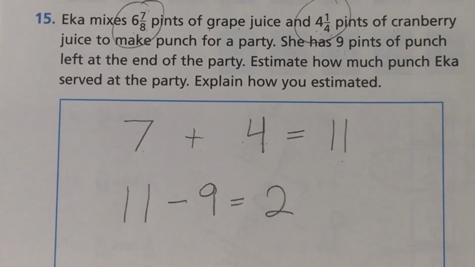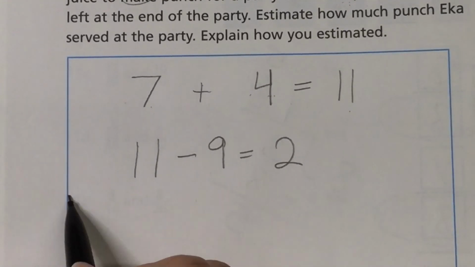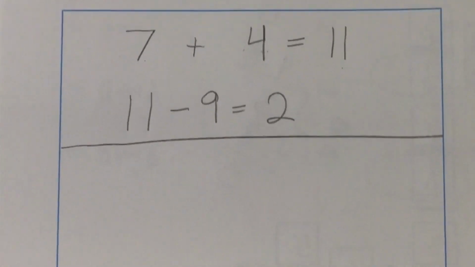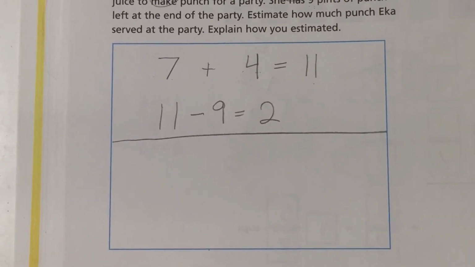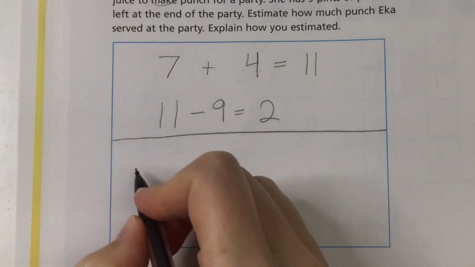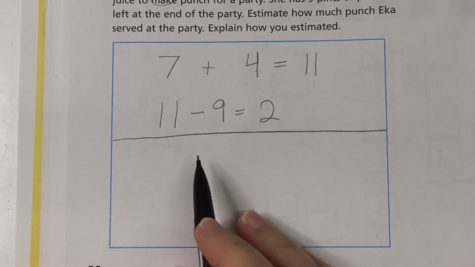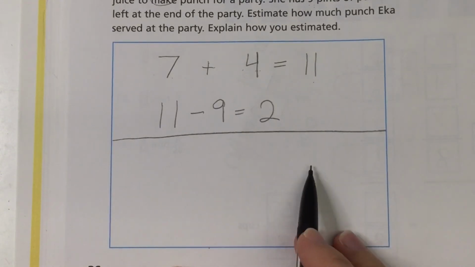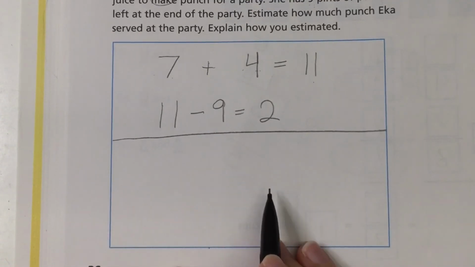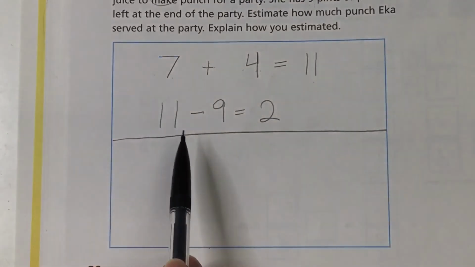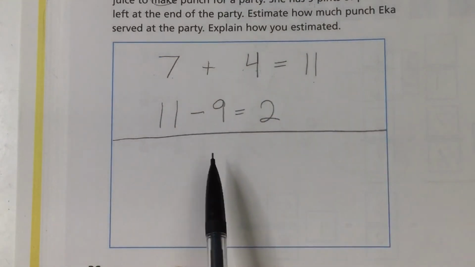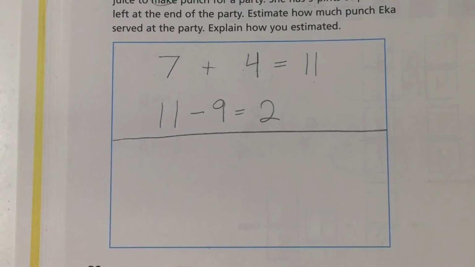And remember, we have to say about, and we also have to explain. So give yourself a lot of space at the bottom of this rectangle to explain. You would write something like, she served about 2 pints, period. I know this because I rounded 6 7/8 to 7, 4 1/4 to 4. Really go into detail on this so that you can practice knowing how to explain how we're rounding mixed numbers.